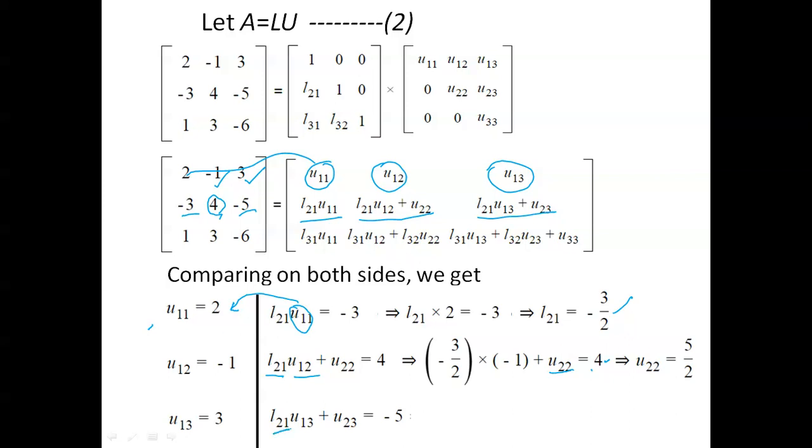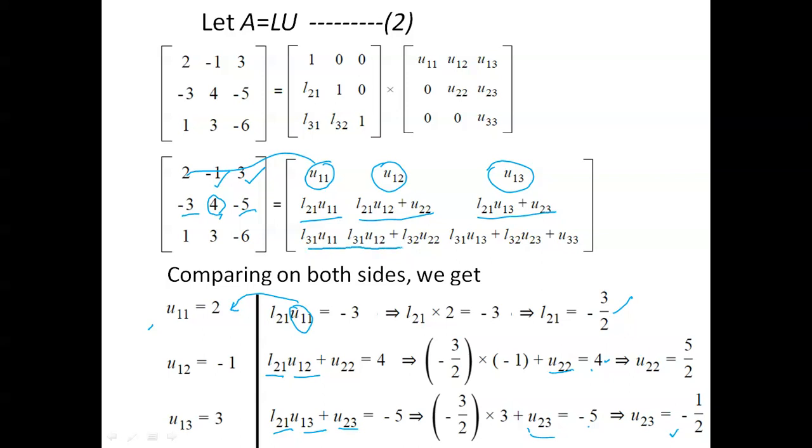So the L21 value is minus 3 by 2, and U13 equals 3 plus U23, that is the unknown element. So minus 3 by 2 into 3 plus U23 equals minus 5. So that value is minus 9 by 2, minus 5 plus 9 by 2, which can be written as minus 1 by 2. Similarly, the remaining elements are also calculated.